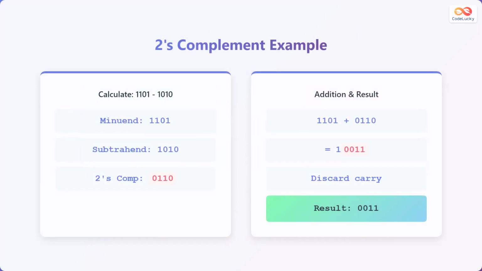Let's work through an example to illustrate subtraction using 2's complement. Consider the problem 1101 minus 1010. The minuend is 1101, and the subtrahend is 1010. The 2's complement of the subtrahend, 1010, is 0110. Now add the minuend and the 2's complement of the subtrahend. 1101 plus 0110 equals 10011. Finally, discard the carry. The result is 0011.